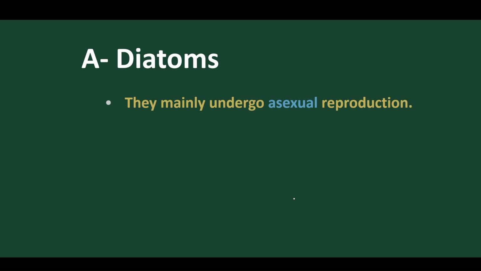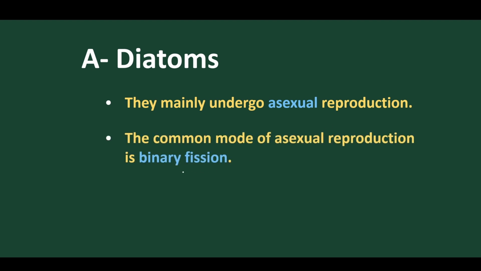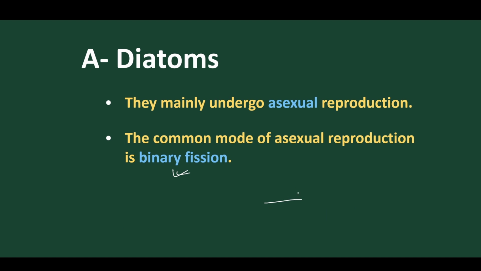Very important. Now, they mostly prefer the asexual mode of reproduction, which is called binary fission. So binary fission is their normal mode of reproduction. It is the asexual mode of reproduction. In binary fission, one half of the cell is retained by each of the daughter cells so formed. So let's see what happens.